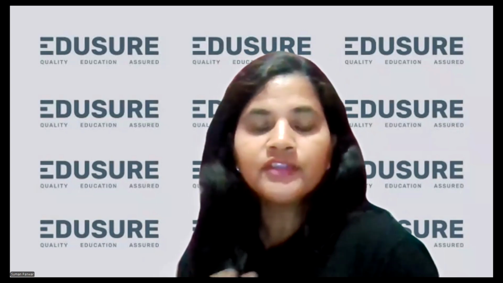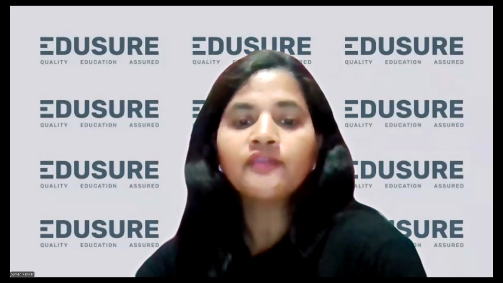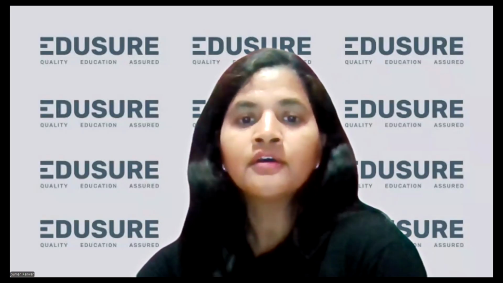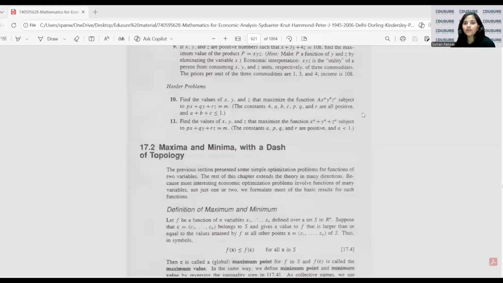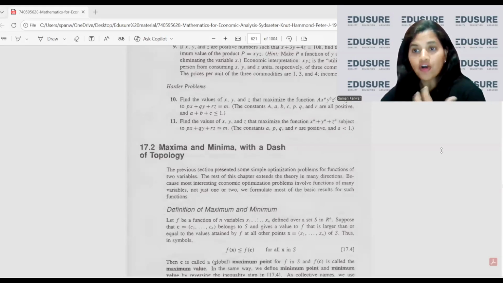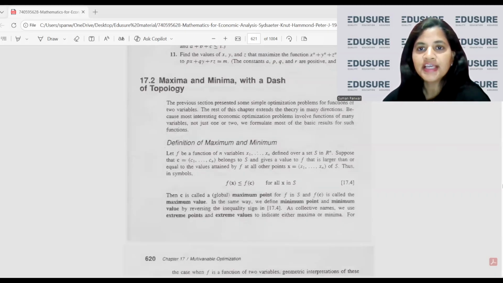So we have started with the concept of maxima and minima of a function of more than one variable, and we are going to extend the concept today. So today we are going to study maxima and minima with a dash of topology. What do you mean by topology? Topology means geometry, or the concept of open sets and closed sets. So let's start with what the section says.